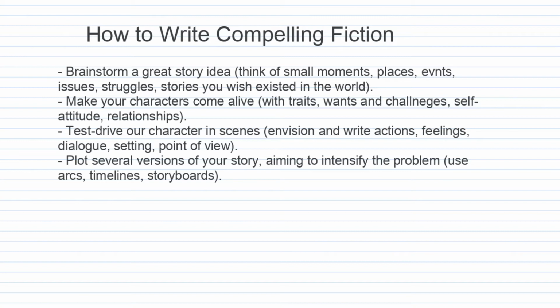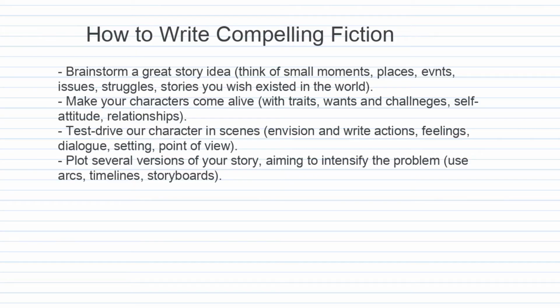So you can see that from today's learning, in order to write compelling fiction, we need to plot several versions of your story, aiming to intensify the problem. Use arcs, timelines, and storyboards. So yes, even though I said that I want you to do 2 different story arcs, maybe you do a story arc and a timeline. But the purpose here is to end up with 2 different versions of the story. I'm going to read that to you again. Plot several versions of your story. It matters less what tool you use, and it matters more what versions you end up with.